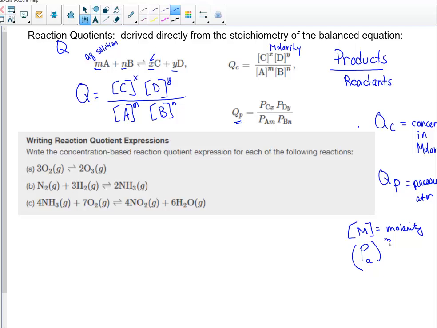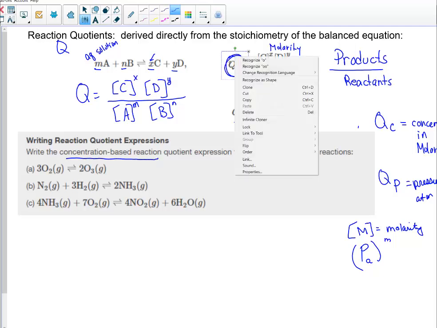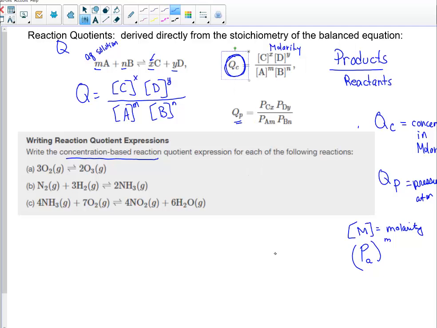Let's practice writing out reaction quotients. This is no math, we're just writing out. And it says, write the concentration-based reaction quotient. Concentration-based uses brackets to represent molarity.